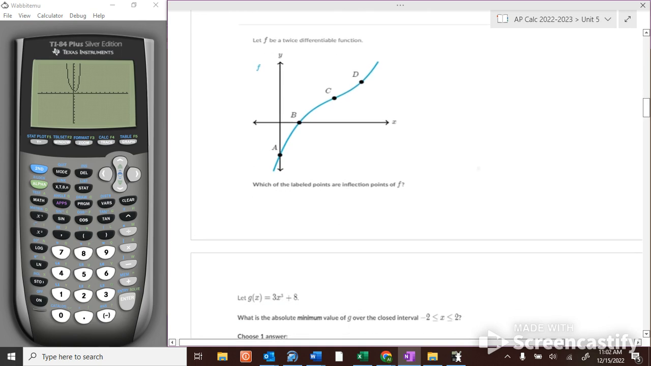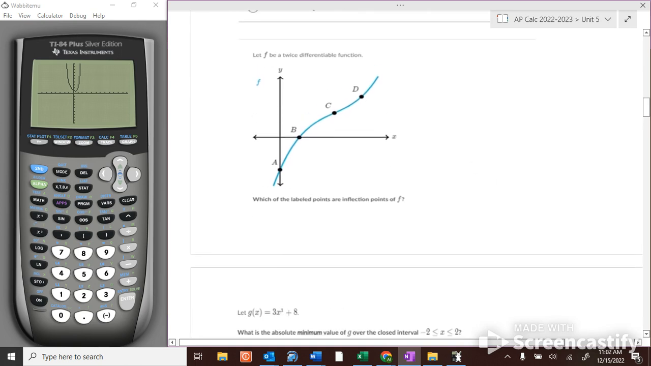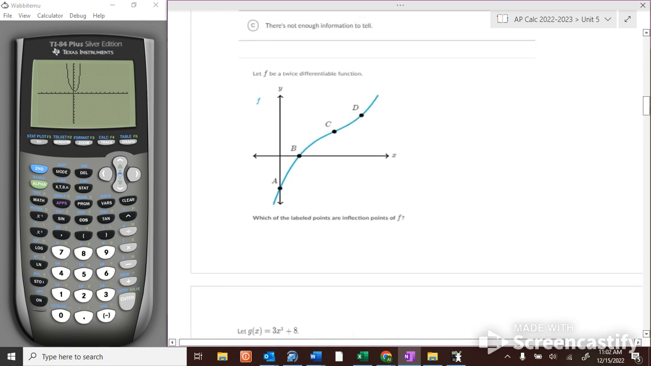Okay, so where's the point of inflection? Well, that's where it changes concavity, okay? It looks, and this is kind of hard, it looks like it changes concavity probably just right there. It's concave down, and then it changes to concave up. I think C would be the only change in concavity there.